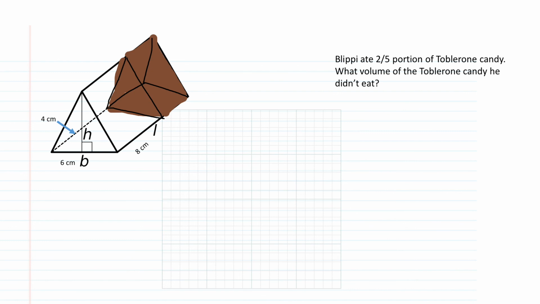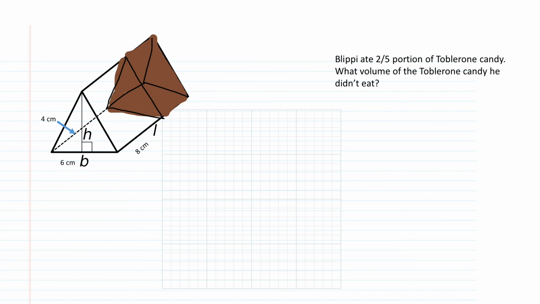Let's try solving this partial volume of our triangular prism. So I'm going to use the same triangular prism in our previous slide with the same dimensions. So let's take a look at this problem. Blippi ate 2/5 portion of the Toblerone candy. What volume of the Toblerone candy didn't he eat?